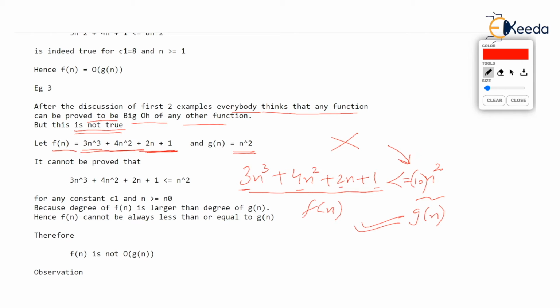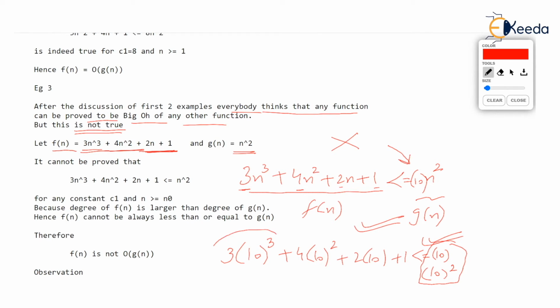Now you just check, you put n equal to 10 here. If you put n equal to 10, the left hand side will become 3 into 10 cube plus 4 into 10 square plus 2 into 10 plus 1. And what will the right hand side become? 10 into 10 square. So the left hand side will become 10 cube and the right hand side will become 10 cube, isn't it? And the left hand side contains 3 into 10 cube. Come on, how can Fn be less than Gn?